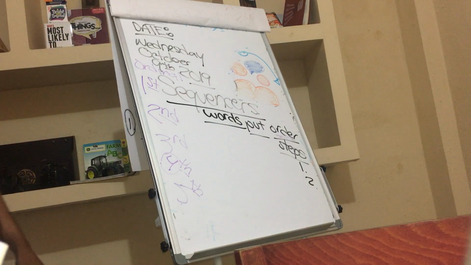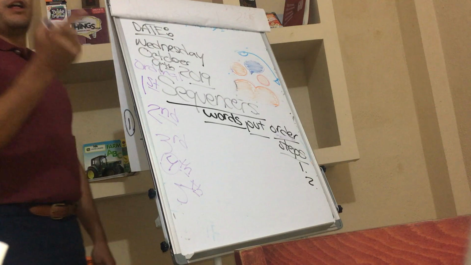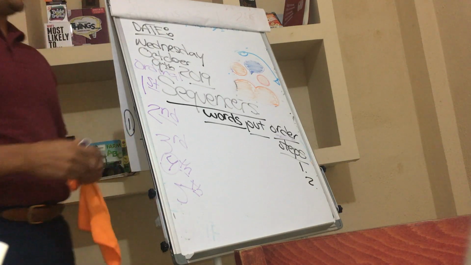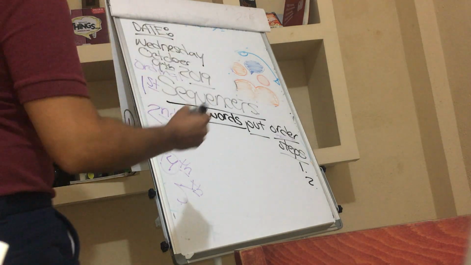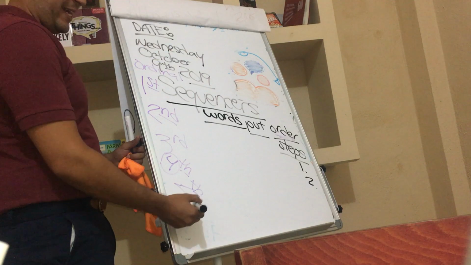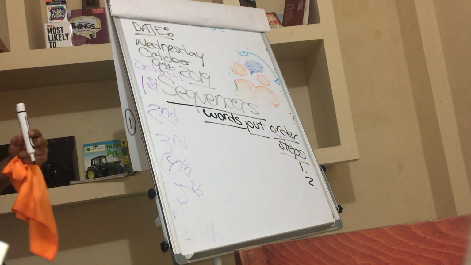When is Halloween? On the October 30th. Good. Repeat, 30th. In the decades, like 10th, 20th, 30th, 40th, 50th.